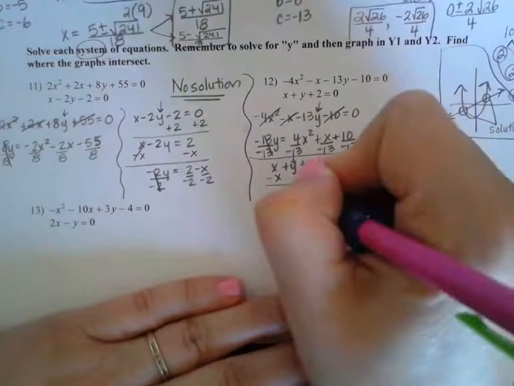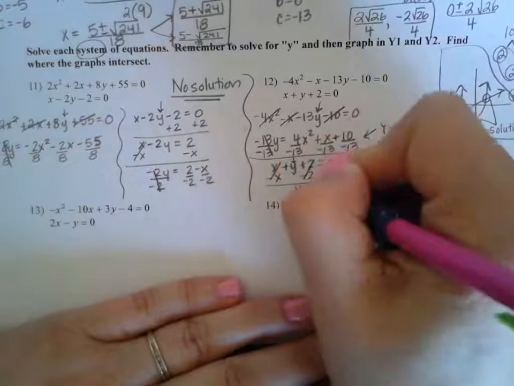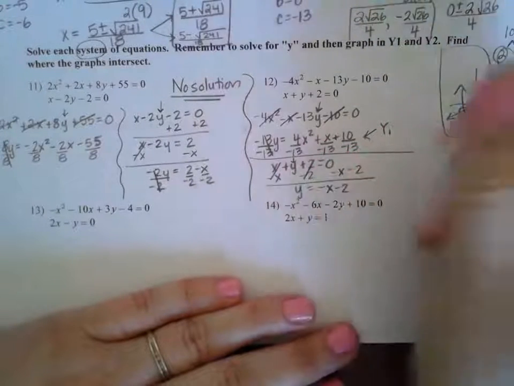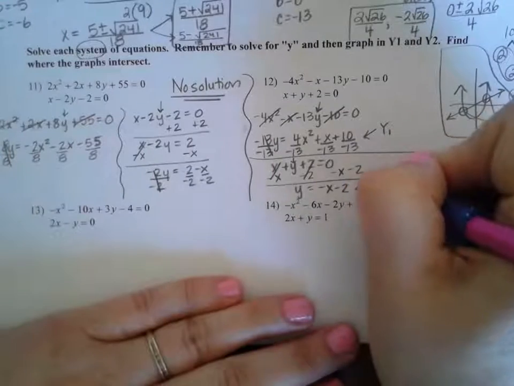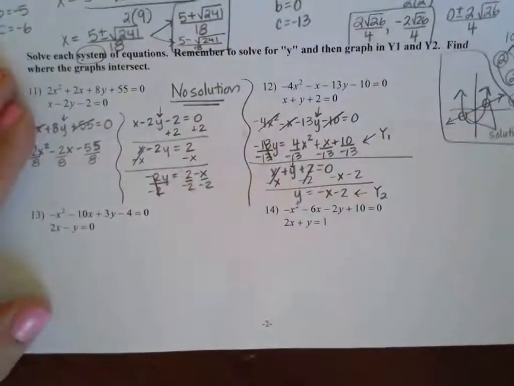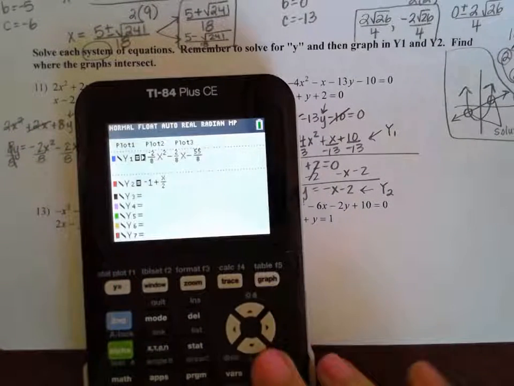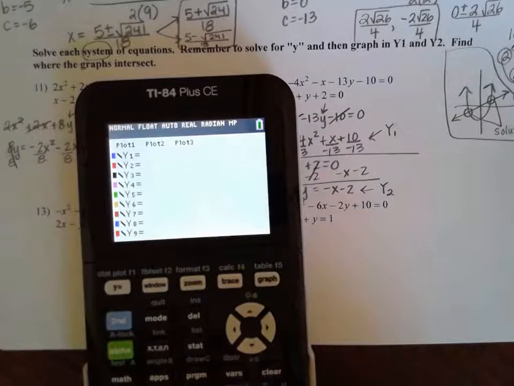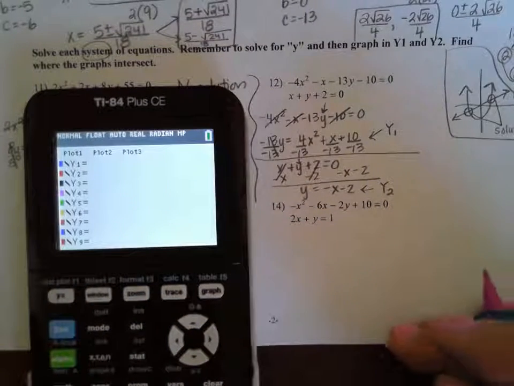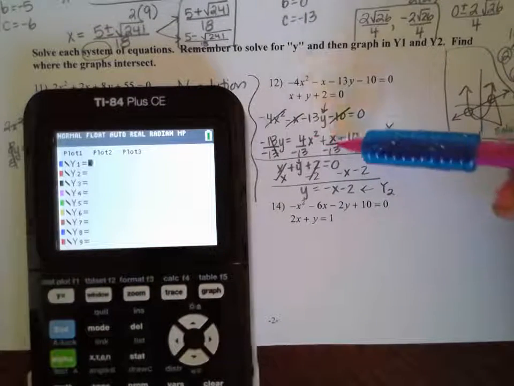Can do that all in one step. Y equals negative x minus 2. This is going to go in your y2 in your calculator. Okay, so let's go. I'm going to go to y equals. I'm going to clear all this out. All right, so alpha y, I've got to put all of this in right here.